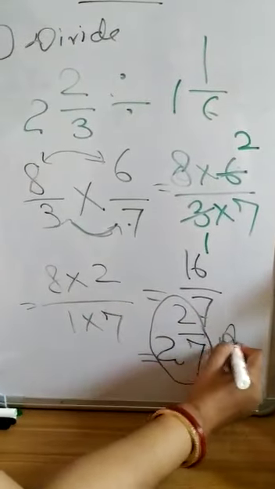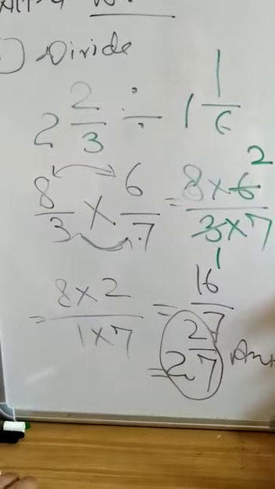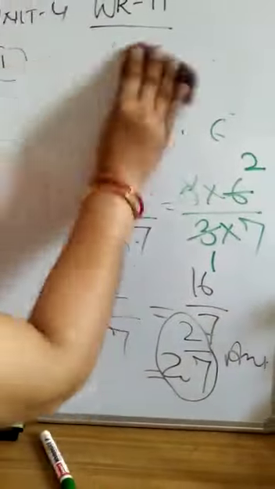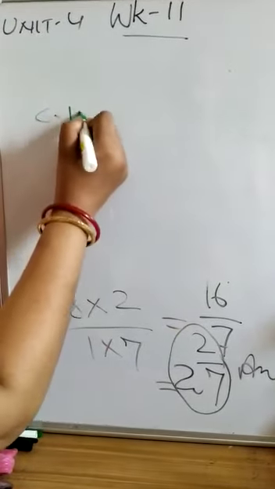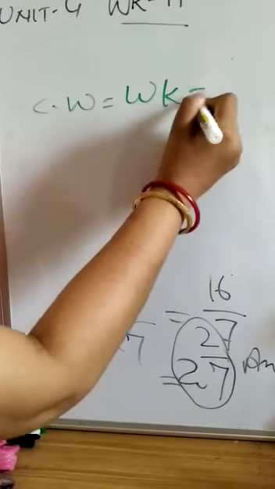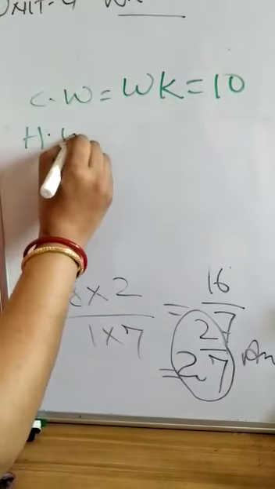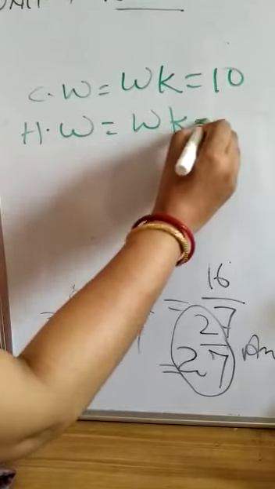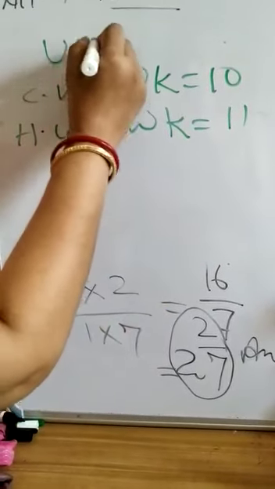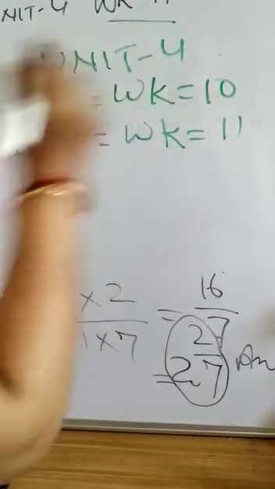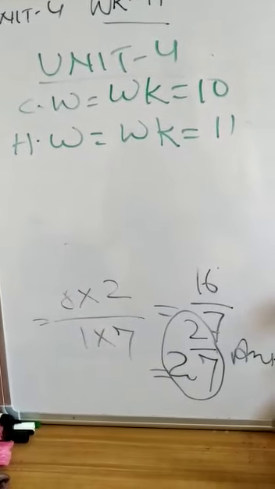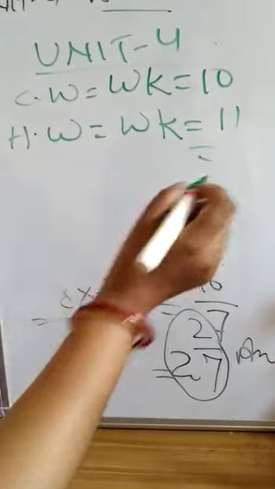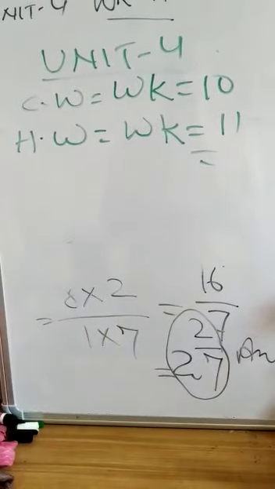This is the answer. So in this way children, what is your classwork? Your classwork is worksheet number 10, and your homework is worksheet number 11 of unit number 4. Okay children, so C work is worksheet number 10 and H work is worksheet number 11.